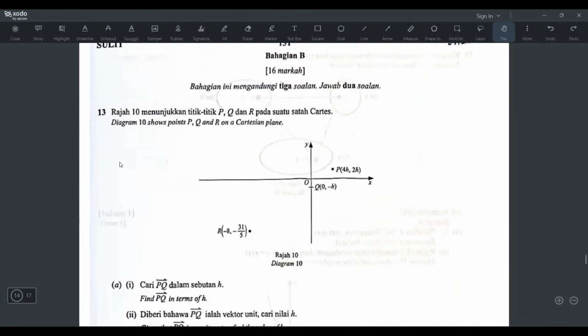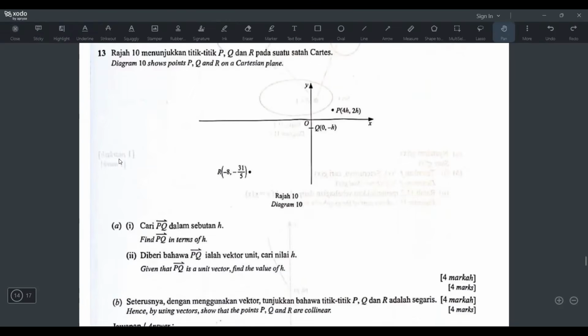Okay, now we move on to Section B. Section B says this section contains 3 questions, answer 2 questions. Okay, I will answer all 3 questions. Whenever I do the Add Maths Paper 1, in Section B I always do all of it. Okay, so let's go. 13.